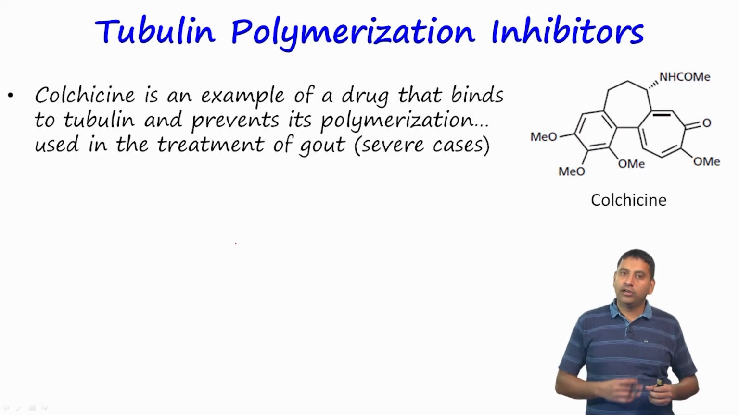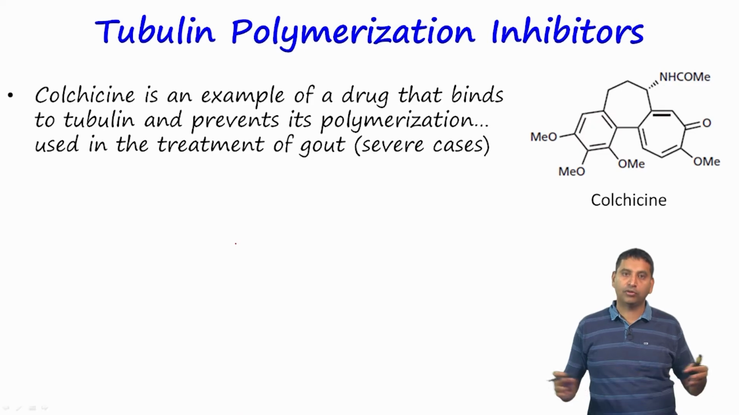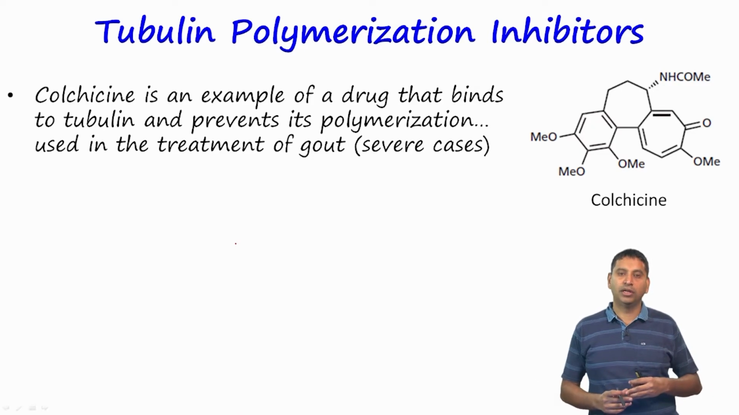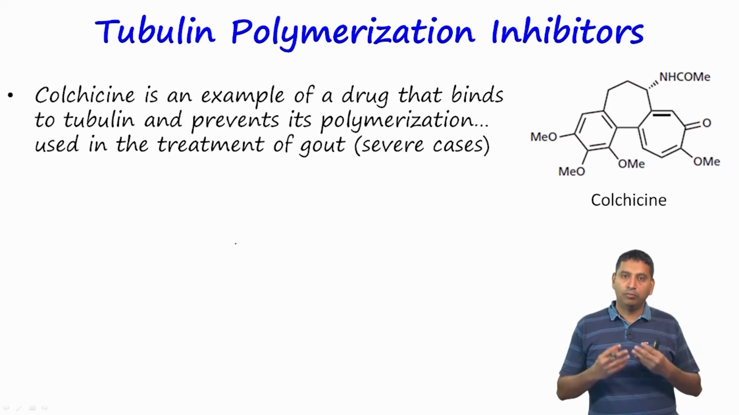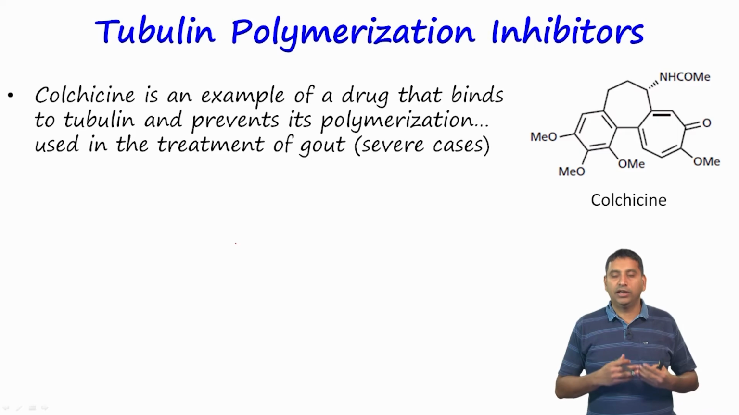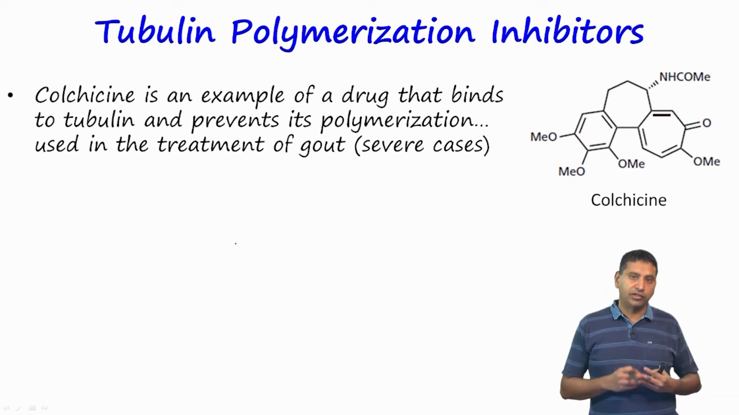The next example is inhibitors of tubulin polymerization. We have already looked previously at how polymerization of tubulin is an important process during cell division. If you inhibit the polymerization, then you are able to prevent the cell from dividing, and this is extremely useful in the treatment of cancer, for example.